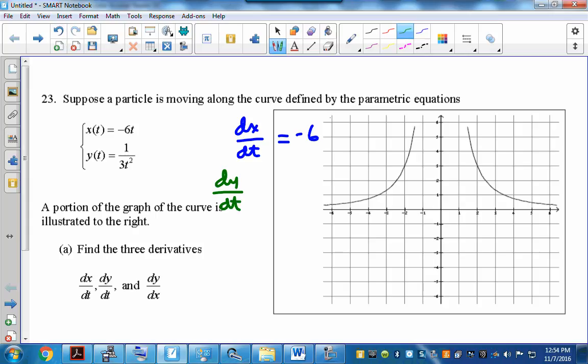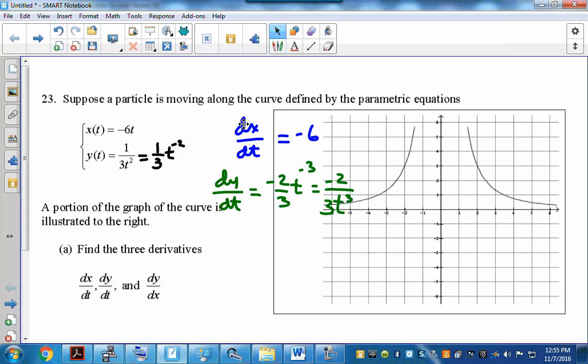I would probably rewrite the equation here so that it becomes 1/3 t to the negative 2, just so we can use our power rule. Then dy/dt becomes negative 2/3 t to the negative 3, which you could write as negative 2 over 3t cubed.